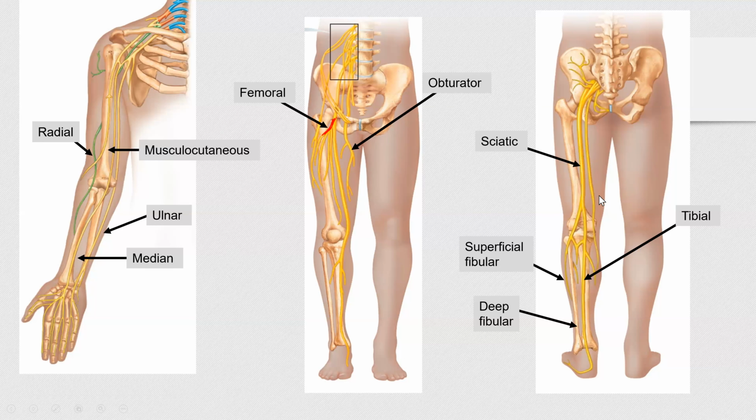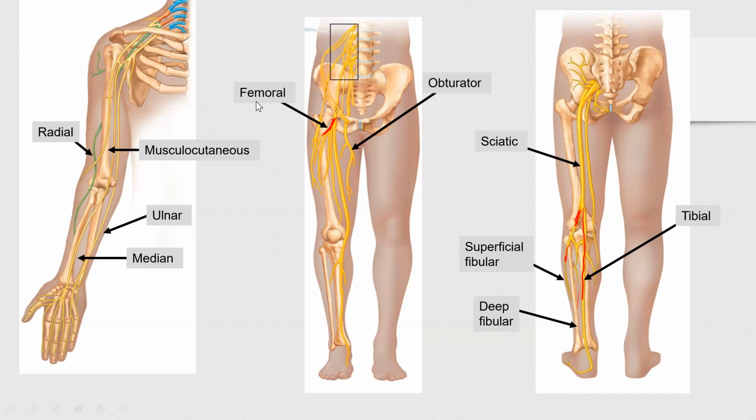And in the posterior compartment, we have what we call the sciatic nerve. And the sciatic nerve, when it approaches the popliteal region, splits into the tibial and the common fibular. So here's the common fibular, and this one is tibial. And the common fibular is then divided into the superficial fibular and deep fibular nerves, right?